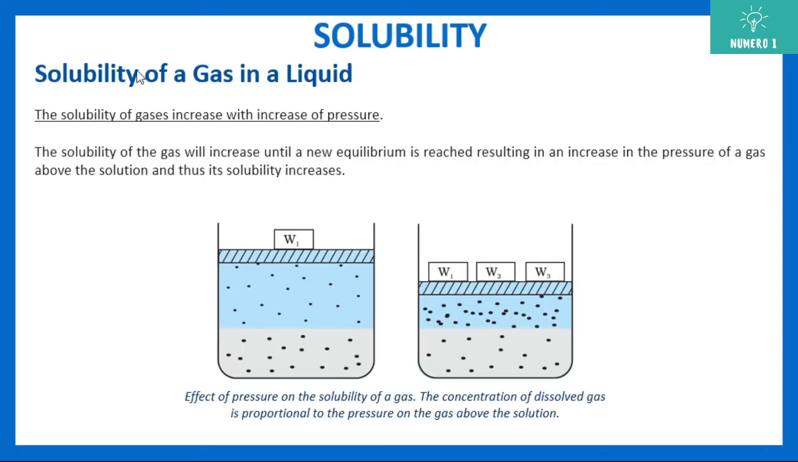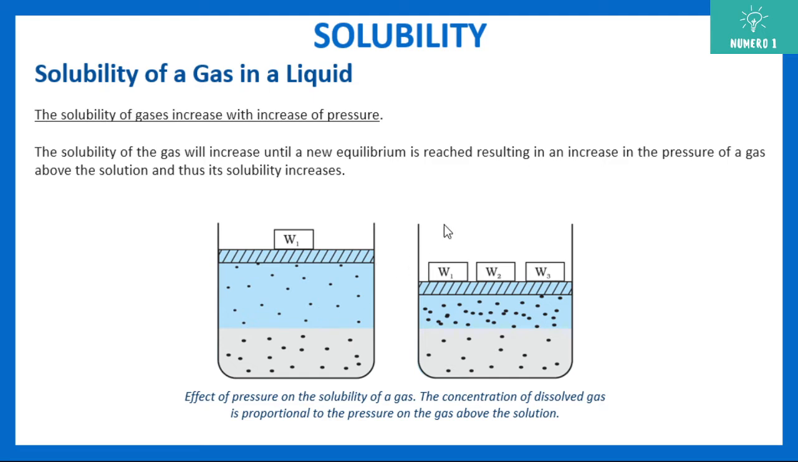Next, talking about the second part, that is solubility of gas in liquid. What is happening here? Let's say that this is a closed chamber. I have gas on the top and liquid at the bottom, and let's say that I have applied some pressure by the weight W1. So there is always a state of equilibrium between the two mediums, that is the liquid medium here and the gaseous medium here.